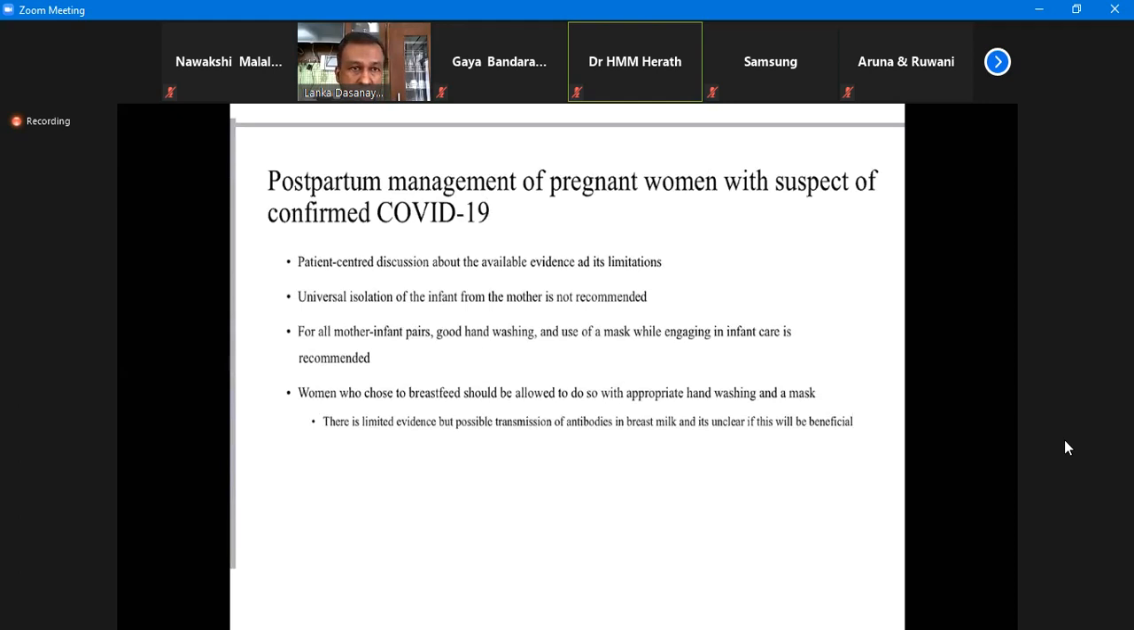So, postpartum management. Still the evidence is limited. There is no recommendation to isolate the baby from the mother. They can continue breastfeeding, but all the precautions against transmission from mother to baby should be followed during the postpartum period. Thank you. So those are the management options in pregnancy and COVID.